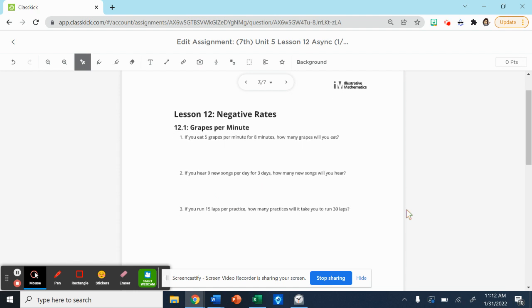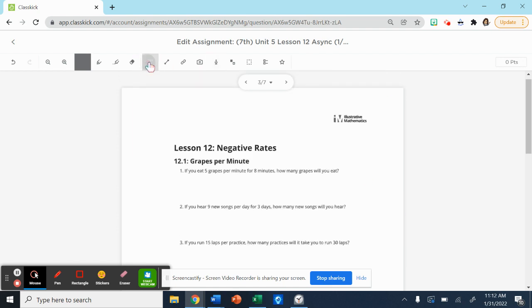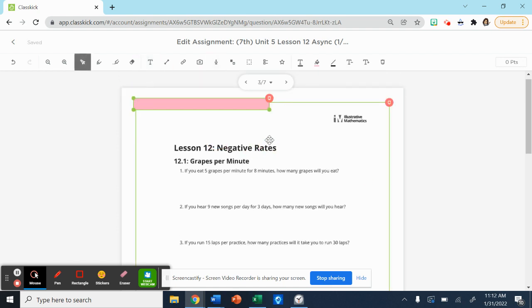12.1 grapes per minute. Question 1. If you eat 5 grapes per minute for 8 minutes, how many grapes will you eat? Question 2. If you hear 9 new songs per day for 3 days, how many songs will you hear? And question 3. If you run 15 laps per practice, how many practices will it take you to run 30 laps? Your directions are to pause this video and complete slide 3, questions 1, 2, and 3. That's activity 12.1.